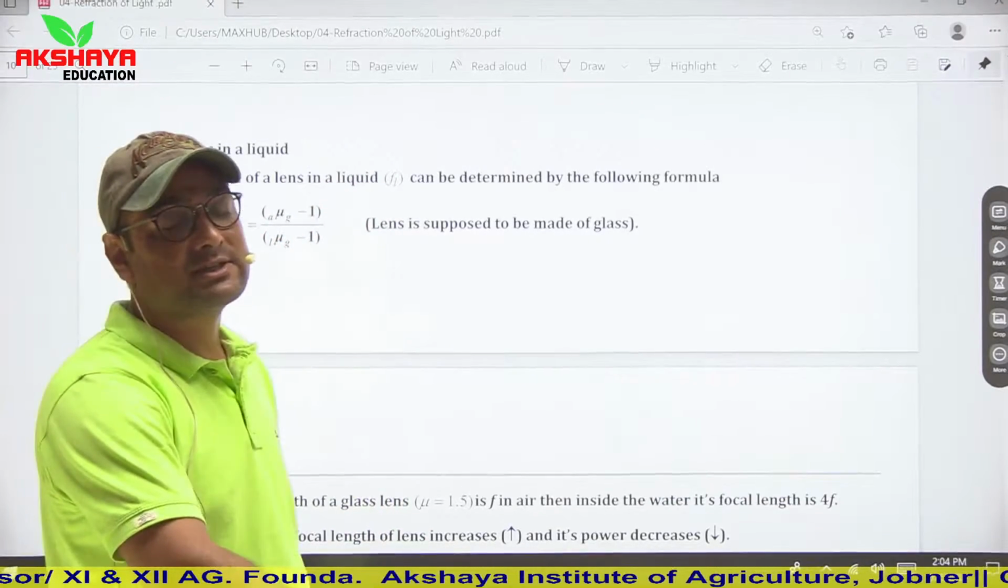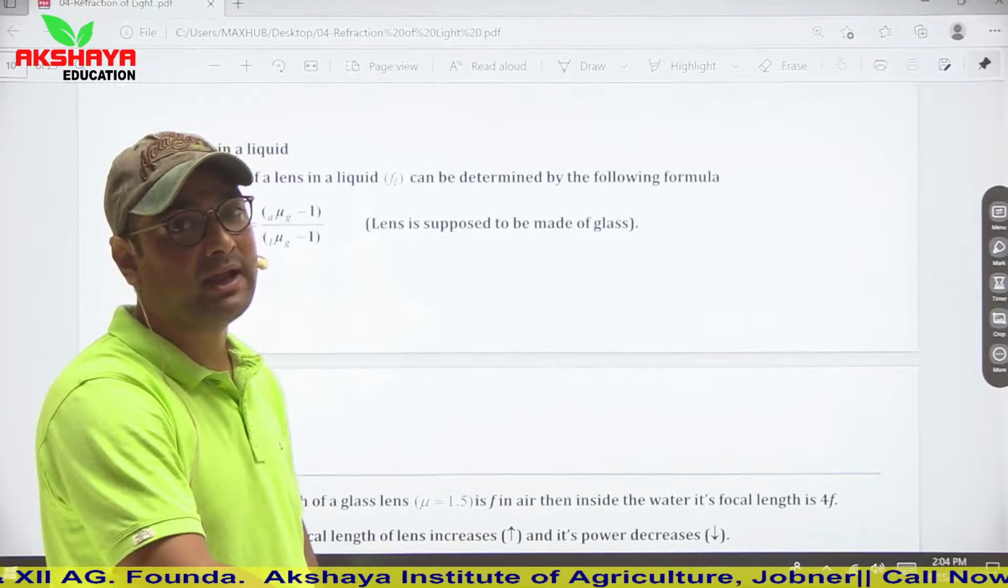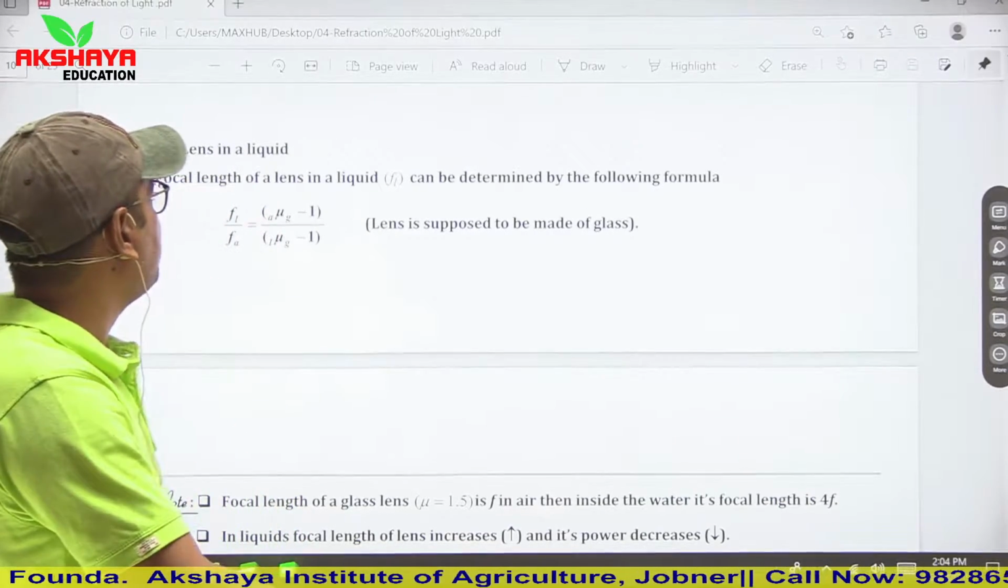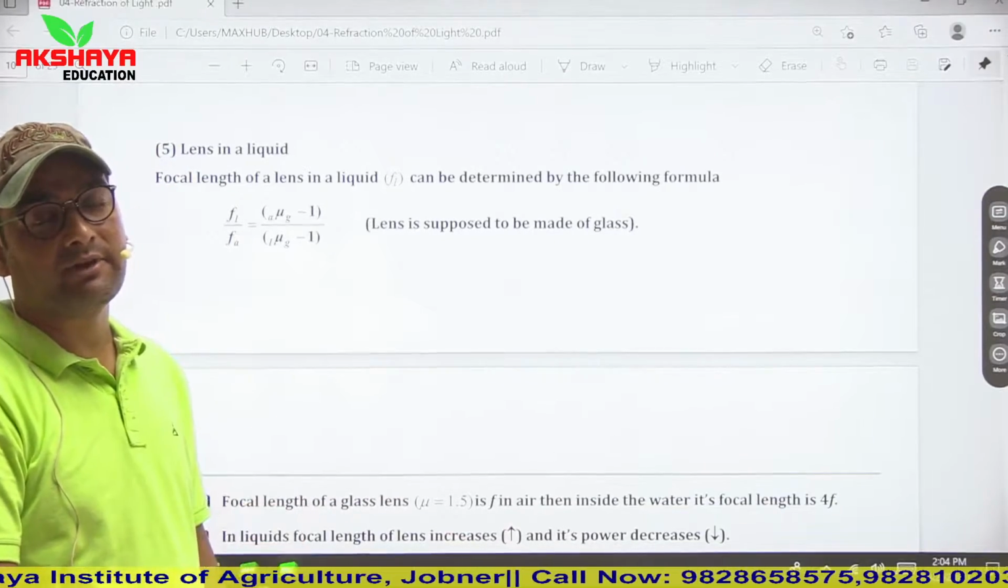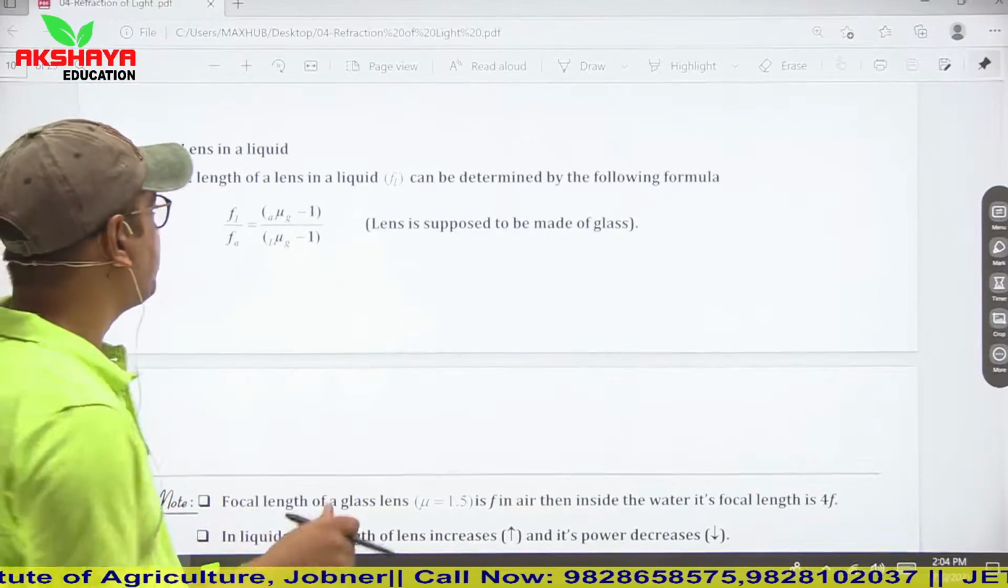Students, in the previous lecture we discussed refraction of light in plane and curved surfaces. So today we are going to talk about lenses in liquid, how their focal length is affected when they are placed or dipped in liquid.